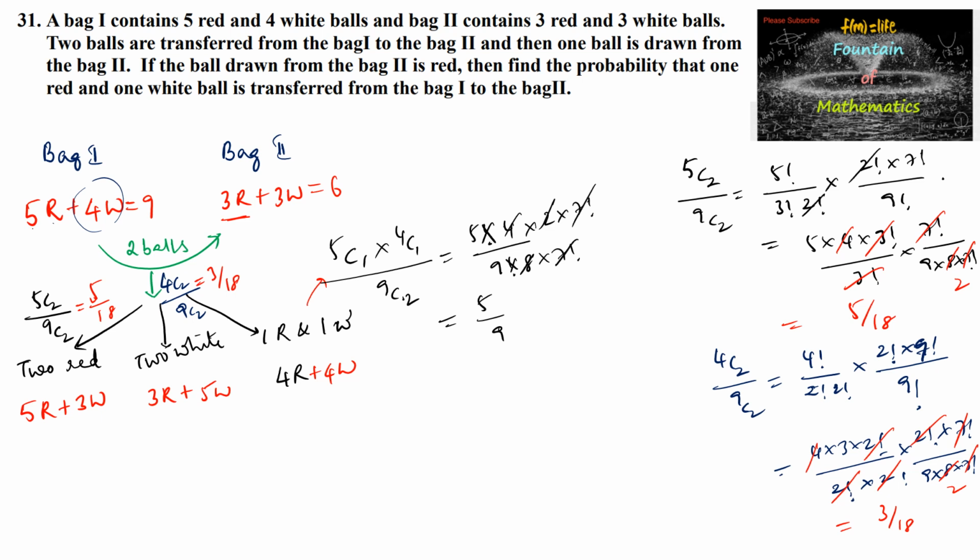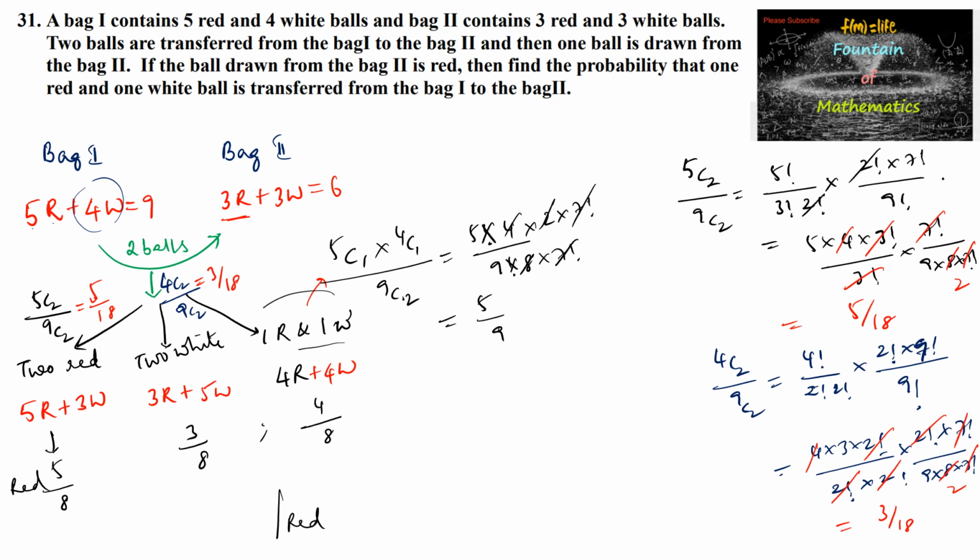And now in bag 2, there are 5 red balls and 3 white balls. So the probability of selecting the red ball, when one ball is drawn from bag 2 and that ball is red, is 5 out of 8. In the second case, 3 red balls are there, so 3 out of 8, and here 4 red balls are there, 4 out of 8. So by Bayes theorem we can say now, since it is given that the ball drawn from bag 2 is red, we need to find the probability that one red and one white ball were transferred from bag 1 to bag 2.